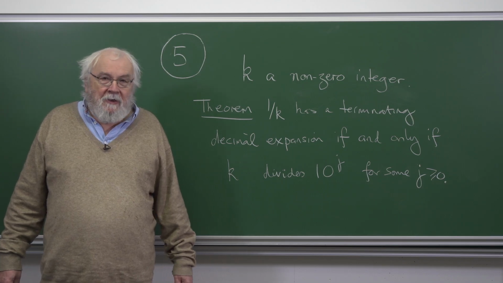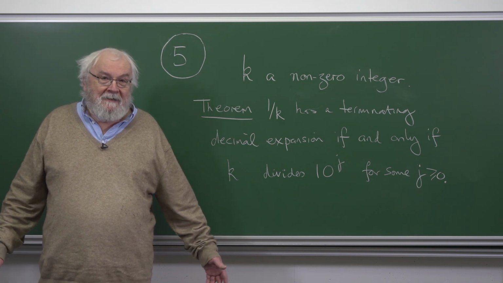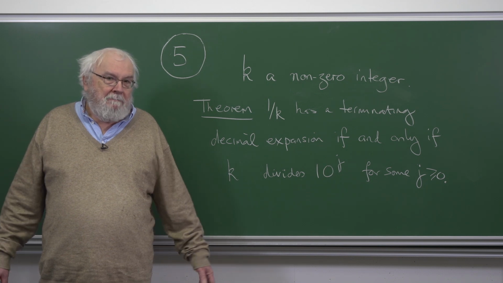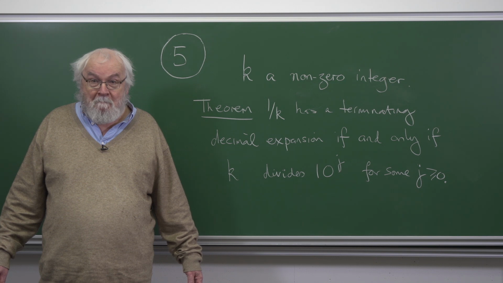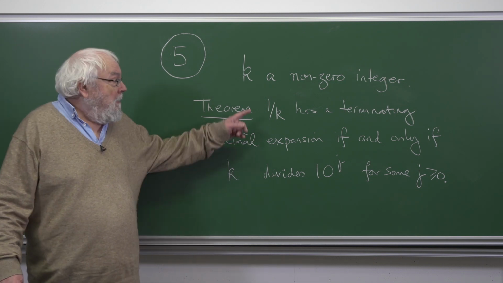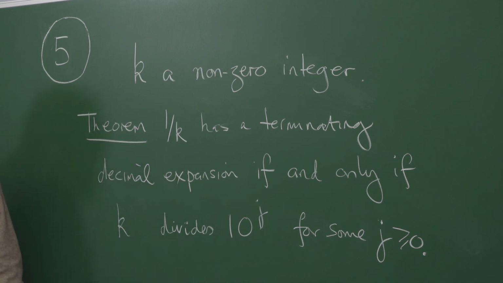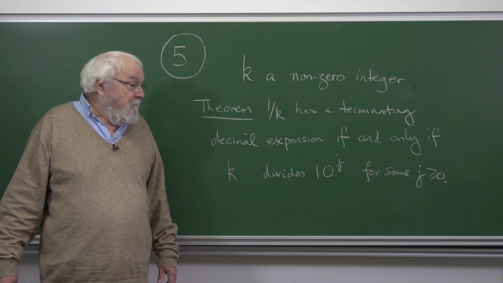This question concerns whether 1 over n squared minus 9 has a terminating decimal expansion. Here, n squared minus 9 must not be 0, and n must be an integer. Well, there's a general result. The reciprocal of a non-zero integer has a terminating decimal expansion if and only if the integer divides a power of 10. That's 10 to the power j, where j is an integer which is at least 0.